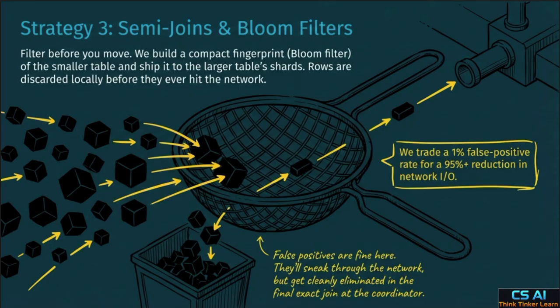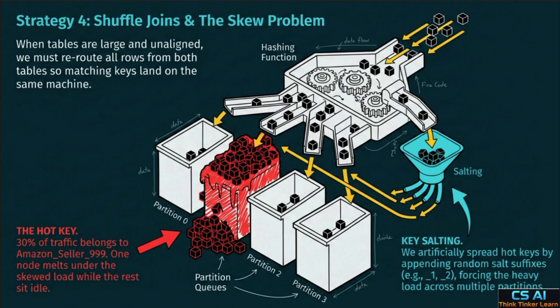Strategy 3, semi-joins and Bloom filters. Filter before you move. If we build a compact fingerprint of the smaller table using a Bloom filter and ship that to the shards, the shards can discard irrelevant rows locally before you ever hit the network. You trade a tiny 1% false positive rate for a 95% reduction in network I/O. It's a massive win.